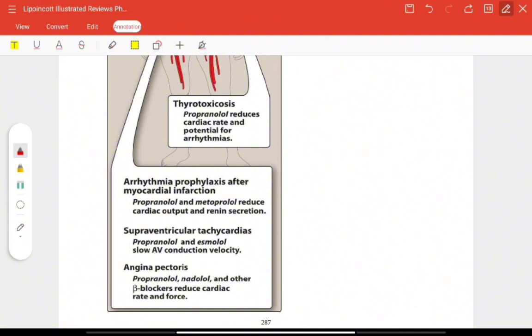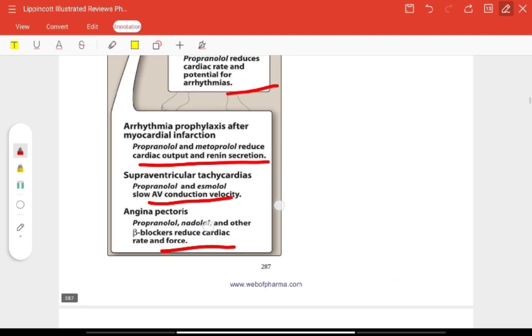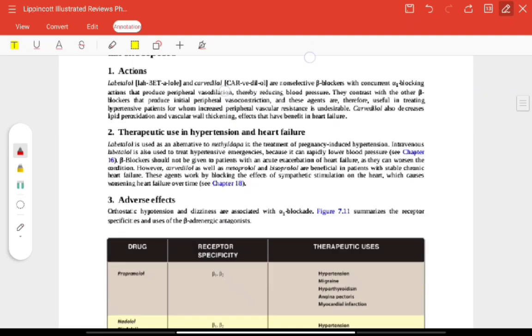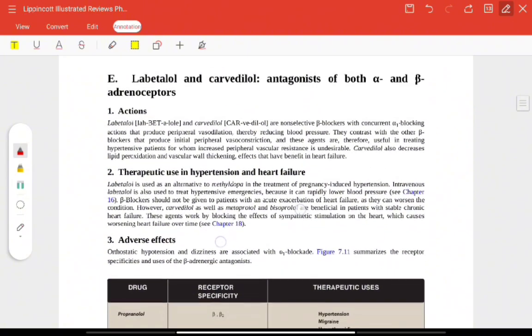Thyrotoxicosis: they will reduce cardiac rate and the potential for arrhythmias. Arrhythmia prophylaxis after MI: propranolol and metoprolol will reduce cardiac output and relieve supraventricular tachycardia. Propranolol and esmolol will slow AV conduction. For angina pectoris, propranolol, nadolol, and others will reduce cardiac rate and force. These were the clinical applications.